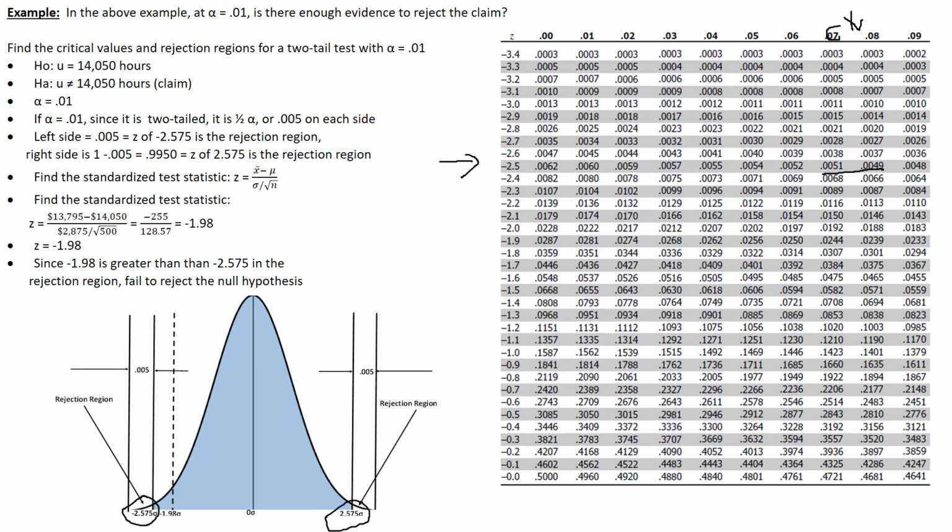Anything below negative 2.575, I'd reject. Anything greater than plus 2.575, reject. Anything between negative 2.575 and plus 2.575, I'd fail to reject. And when I put my numbers in here, I got negative 1.98 as I did before. Well, negative 1.98 is greater than negative 2.575 and less than plus 2.575. So we would fail to reject the null hypothesis. So at 0.01, we can accept the null hypothesis.